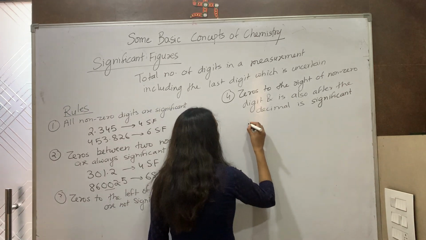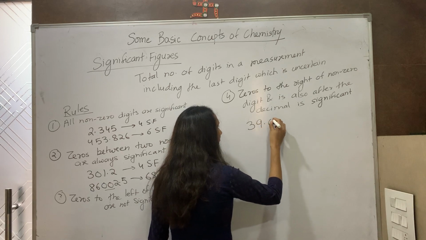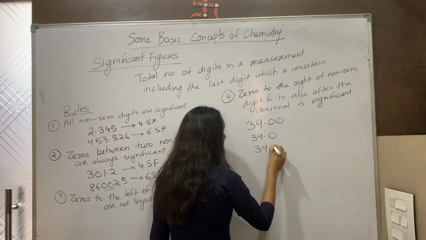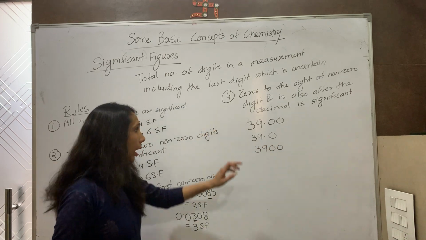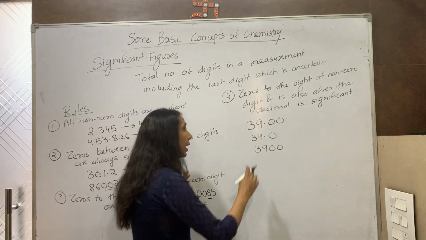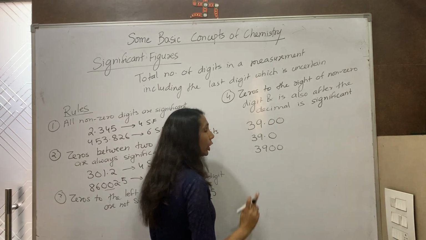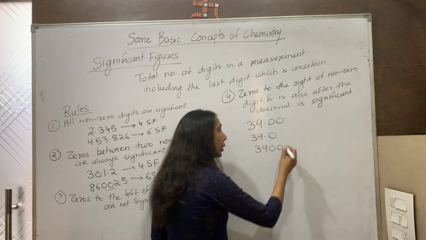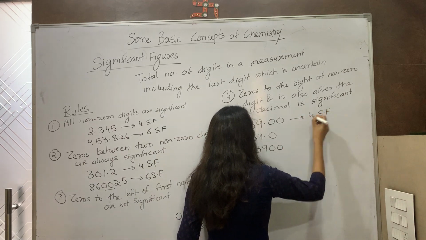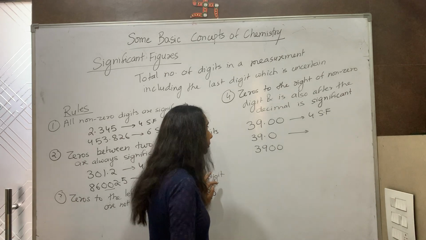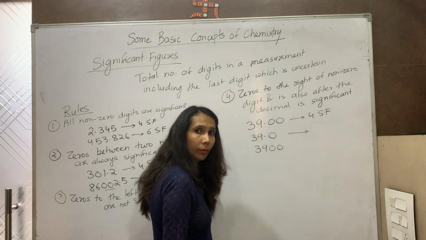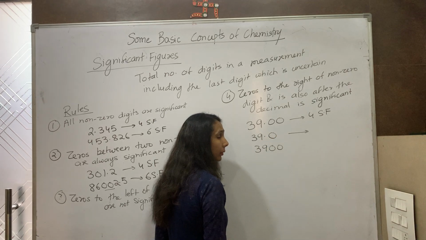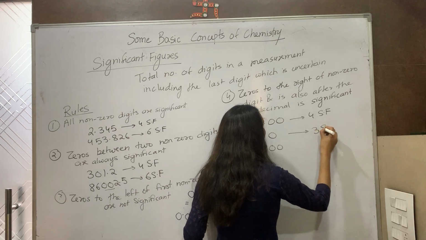Let us take an example. First number, can you see? This 0 is to the right of the non-zero digit and after a decimal. So it is significant. The total number of significant figures are 4. Next case, 39.0. You can see this is to the right of a non-zero digit and after decimal. It is significant. 3 significant figures.